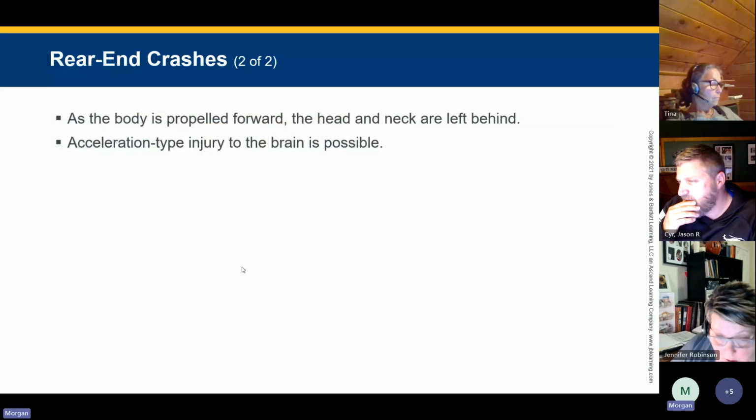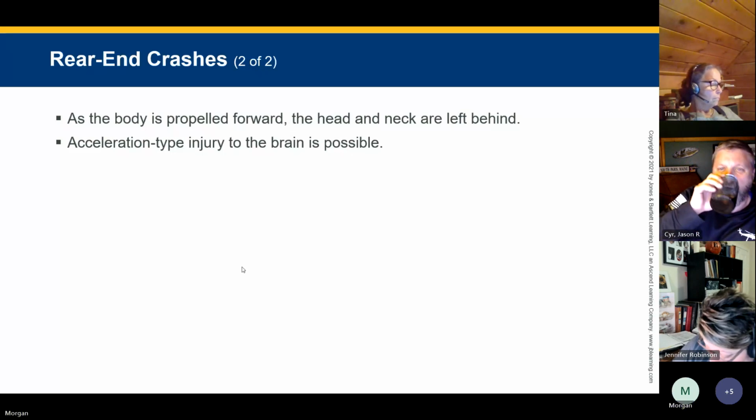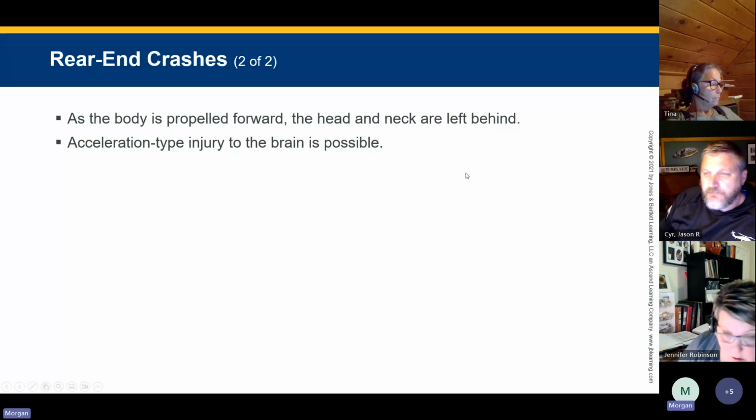The body's propelled forward. So if you're stopped and somebody hits you, your body's going to go forward and your head's going to go forward, and then as you stop, it's going to flop back, and that's when you can also get a coup and contrecoup injury.